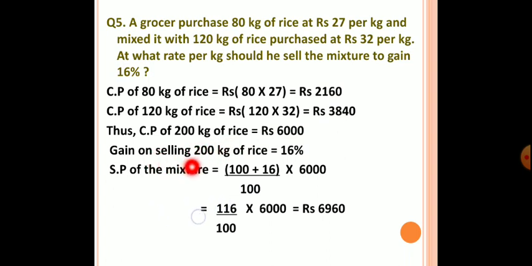Now the gain on selling 200 kg of rice is said to be 16%. That is the total gain in selling the mixture. So the selling price of the mixture is equal to (100 plus gain) divided by 100 into cost price, which is (100 plus 16) divided by 100 into 6000. So 116 divided by 100 into 6000 is equal to rupees 6960.